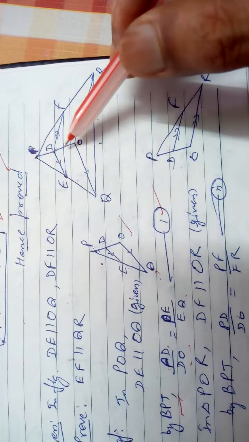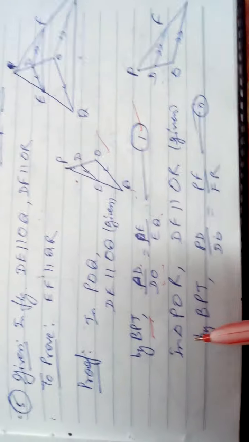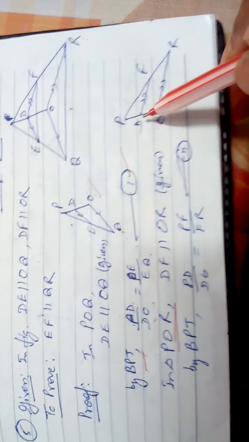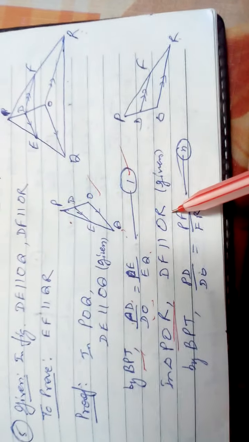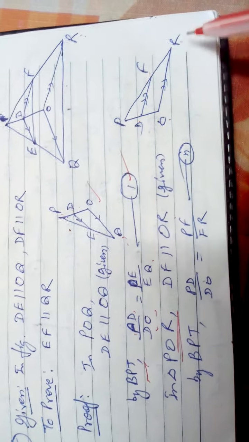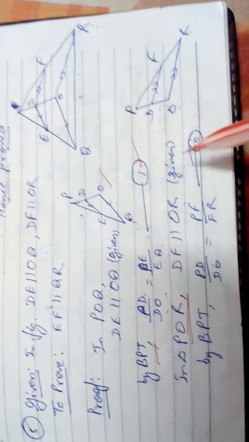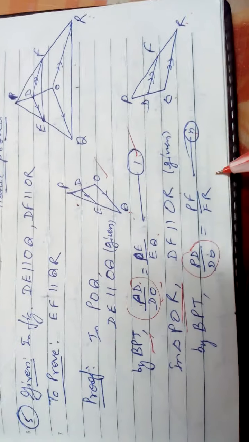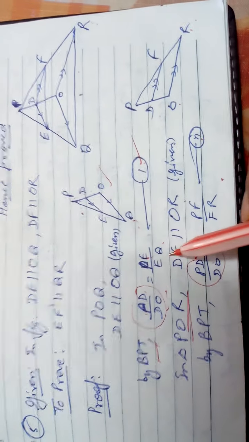Now you take triangle POR, again a separate figure I have drawn. DF is parallel to OR, given. It means PD upon DO is also equal to PF upon FR. So by equation 1 and 2, LHS equal to LHS, so RHS will also be equal. PE upon EQ is equal to PF upon FR.